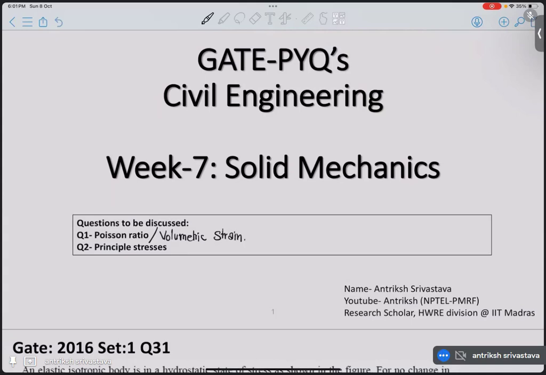Welcome to week 7. Today we will discuss solid mechanics. Basically, we'll discuss two previous year GATE questions, one related to volumetric strain and the other to principal stresses. And then we are going to solve two more questions additionally related to stress and strains using principal stress and strain analysis.